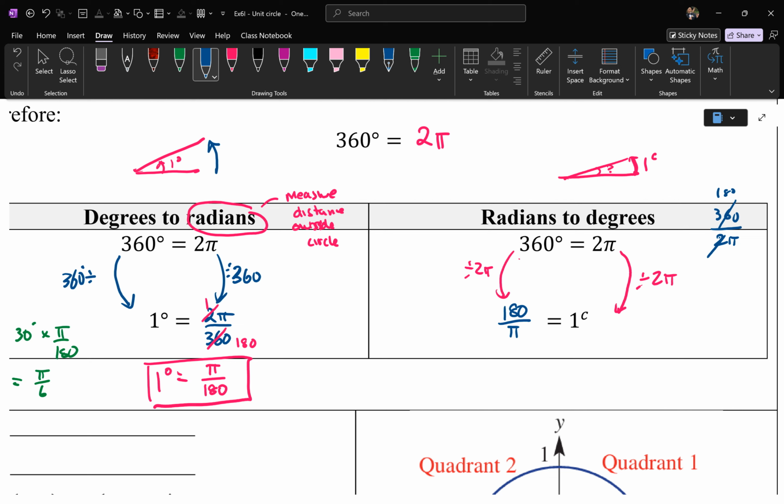This is your second formula that Year 11s normally memorize. This is converting radians to degrees, whereas this is degrees to radians.